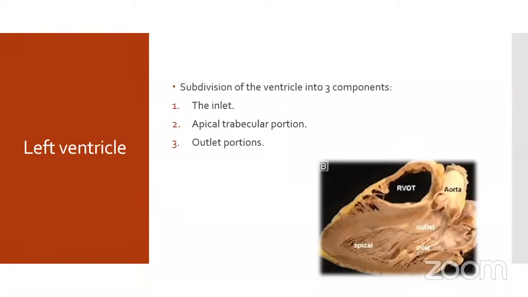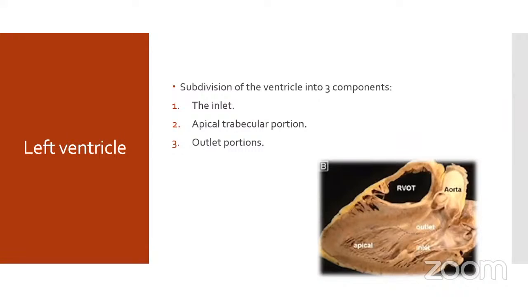The left ventricle can be divided into three components as well, the same as the right ventricle. You have the inlet, the apical trabecular portion, and the outlet portion. The inlet portion is limited by the mitral valve and its tension apparatus. The apical trabecular portion extends to the apex.